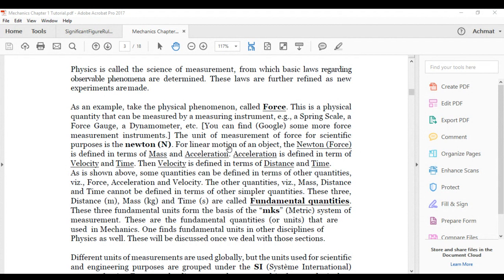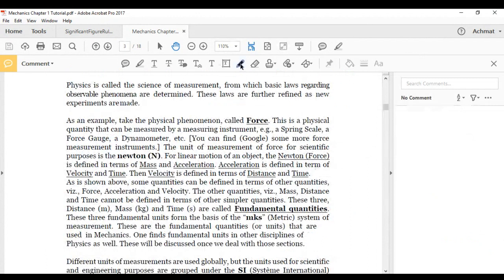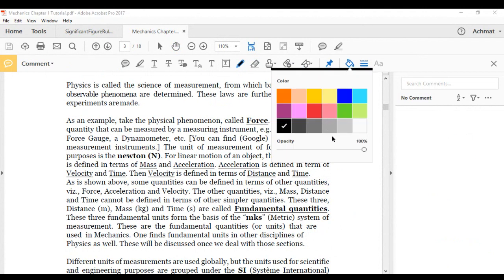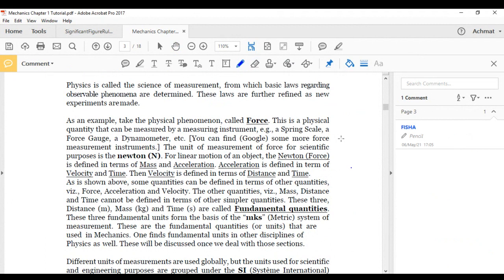So now, for linear motion, that means in a straight line, we know, as you have discussed at school, that Newton, or the force, is defined as mass times acceleration. Newton's second law, we can say. Let's add a few things. I want to possibly use a color here. Let's use blue.